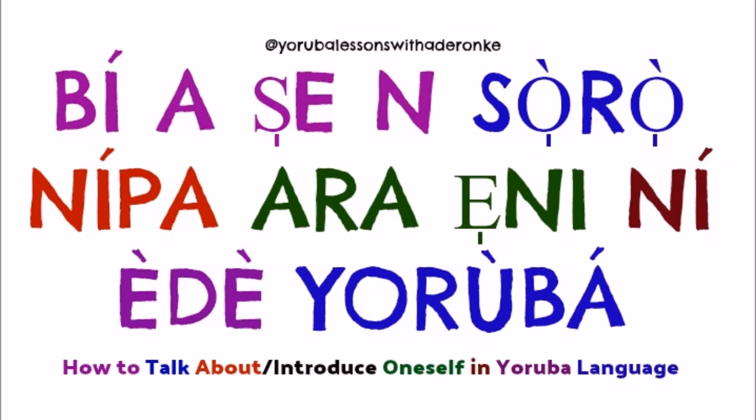Bi a se nsoro nipa ara eni ni ede Yoruba. Bi a se is how we or how to. Soro is talk. Nipa is about. Ara eni is oneself. Ni is in. Ede is language, and Yoruba is Yoruba. So ni ede Yoruba, in Yoruba language.